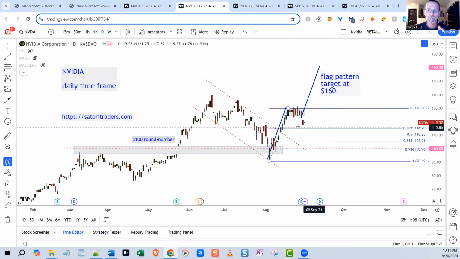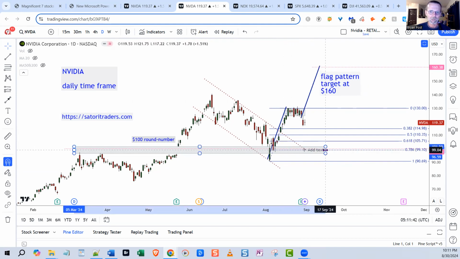38.2% is a common target. That would be down at almost 115, about 115. So that's a potential downside target. We've got the 50% retracement, which actually comes from Dow theory, not from Fibonacci, but that's another possible target. That would be 110. The 62%, it's actually 61.8%, at 105.71. That's another potential target.